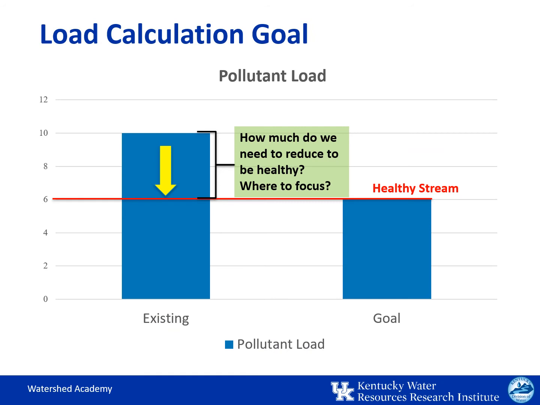In Module 3, we discussed how you calculate an existing pollutant load and compare it to a water quality standard or benchmark, shown by the red line, for healthy stream conditions. If the pollutant load is greater than this standard, you can determine how much the level needs to be reduced to achieve the criteria of a healthy stream.